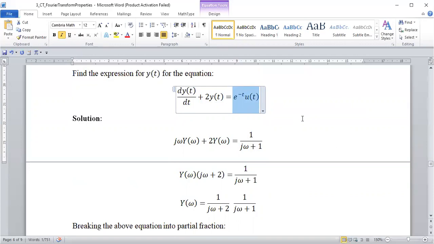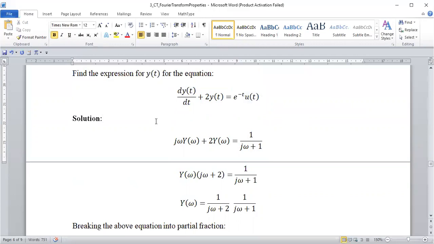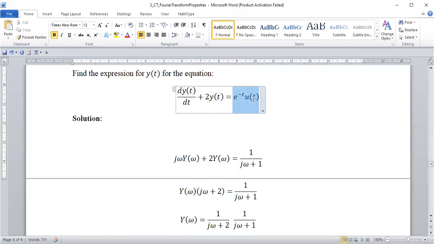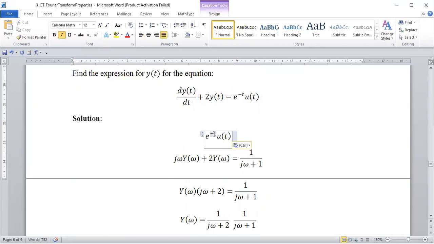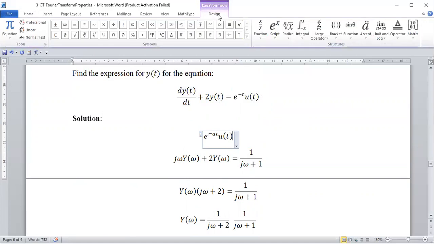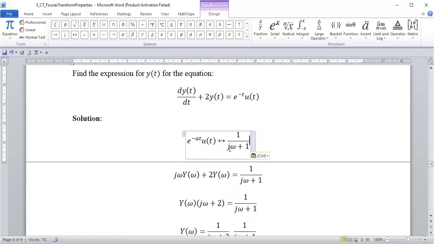Remember that in the last class, when we had this function e to the minus a t u of t, we got the Fourier transform as this. This was the Fourier transform we got.